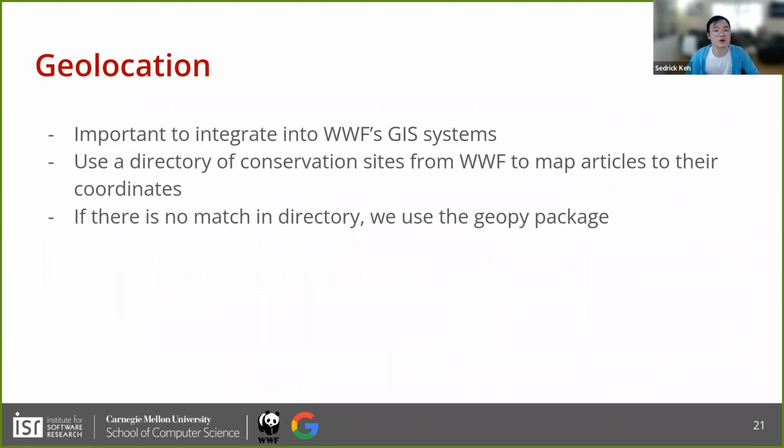And lastly, we're also able to do geolocation. And this is really important to be able to integrate NewsPanda's results into WWF's existing GIS systems. To do this, we have a directory that maps conservation sites to coordinates. And so we just use this mapping, and if there's no match in this mapping directory, we use the GeoPy package.